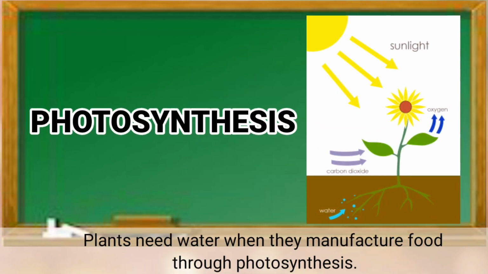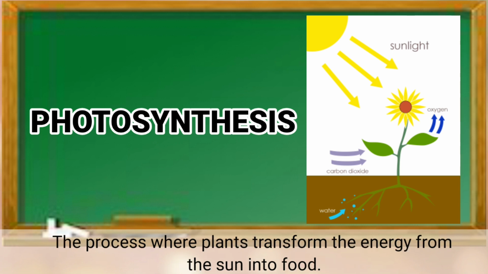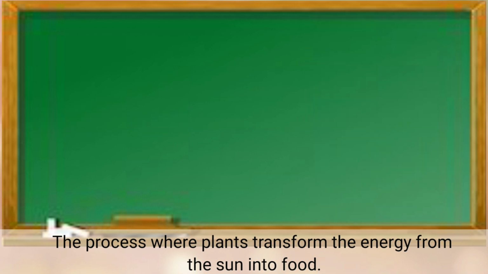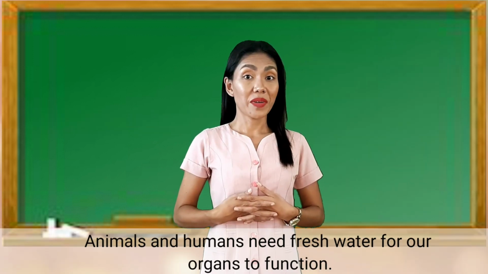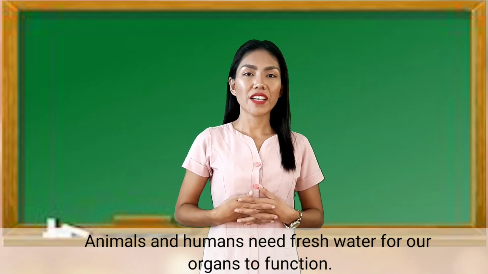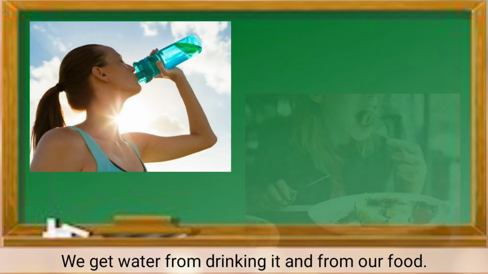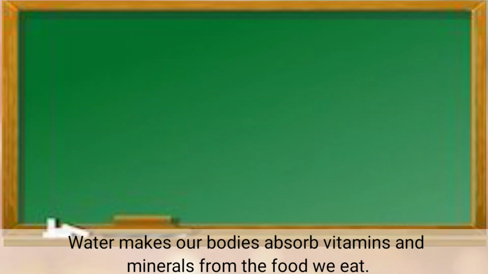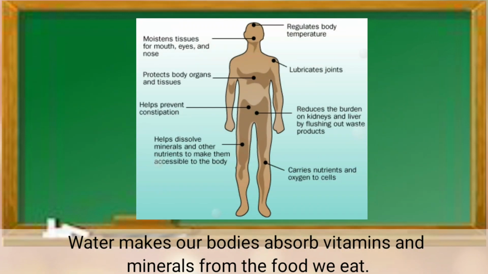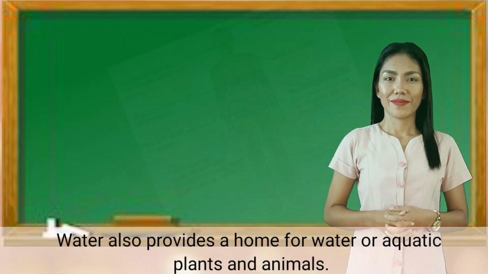Plants need water when they manufacture food through photosynthesis, the process where plants transform the energy from the sun into food. Animals and humans need fresh water for our organs to function. We get water from drinking it and from our food. Water makes our bodies absorb vitamins and minerals from the food we eat. It also helps to regulate our body temperature.